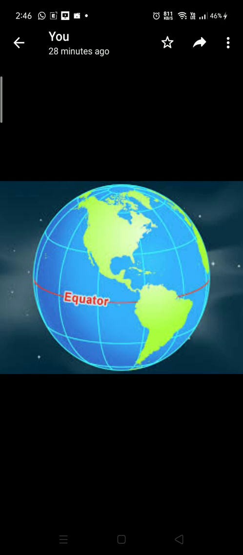So what is the equator? It is the imaginary line drawn exactly around the center of the globe. And it divides the globe into two parts.